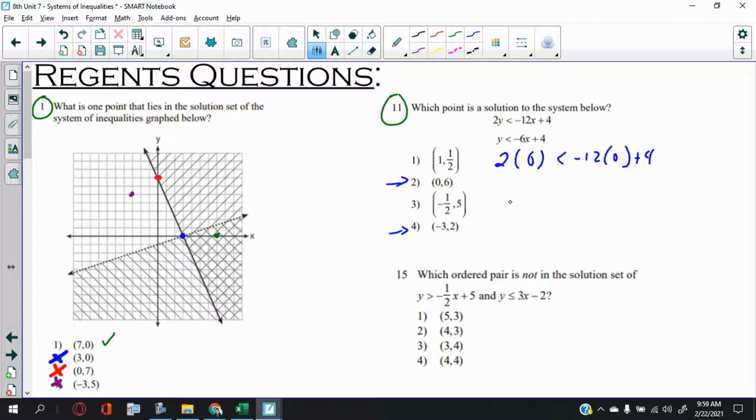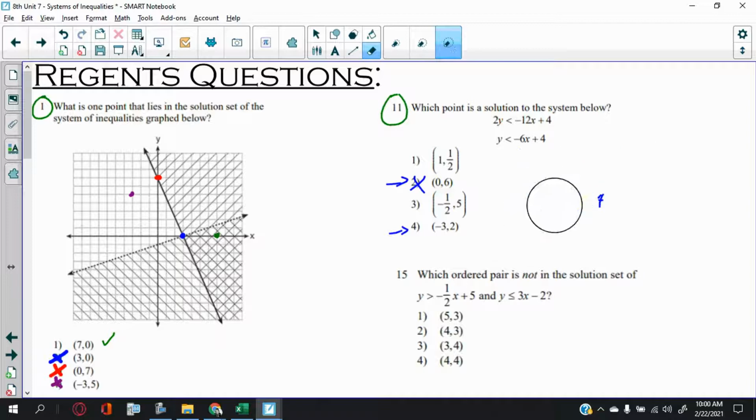For this one, y is 6, so 6 is less than negative 6 times 0 plus 4. Here, this is 12. Again, if you have a notebook, this is easier. 0 plus 4 is 4. That's not true. 12 is not less than 4. So there's no point in testing this. Once it's wrong, it's wrong. That's not it. Let's try the second one.